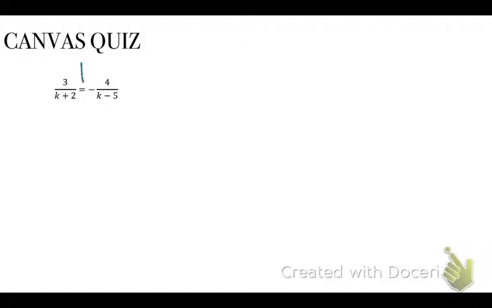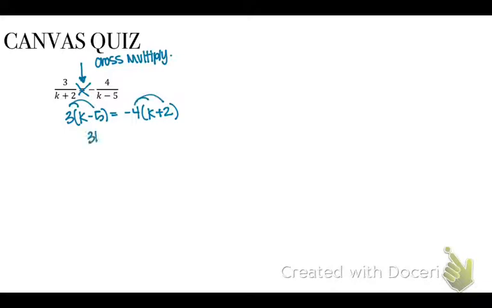Since there's an equal sign in between, we can cross multiply this. You can only cross multiply through an equal sign. So this will be 3 times k minus 5 equals negative 4 times k plus 2. Multiply in, so this will be 3k minus 15 equals negative 4k minus 8. Then we just solve this: add the 4k over, so you get 7k equals 7 after adding 15, so k equals 1. Okay, not too bad.